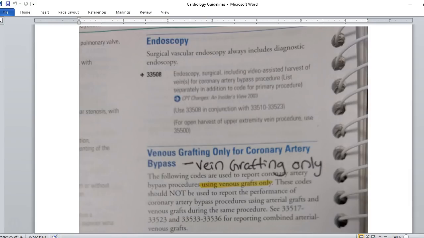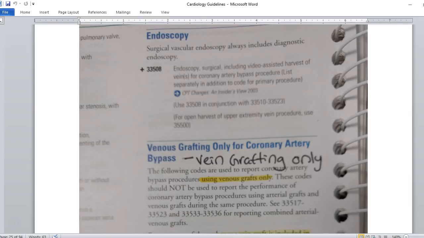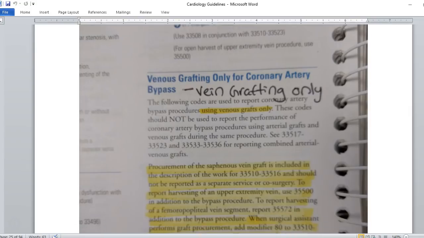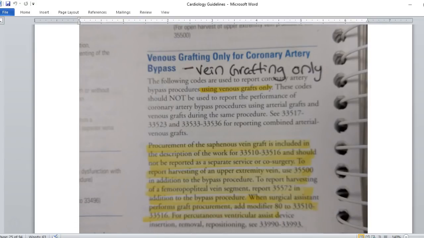If they talk about the doctor using any type of video assist or using any type of scope to get to the artery or vein, we better make sure we add this code on, otherwise we don't get paid for the endovascular. So we have three sets of codes, okay? The first set is venous grafting only. Second set is add-on codes for venous and arterial. Third set is arterial. So these codes, 33510, 33516, are for venous grafting only, okay?